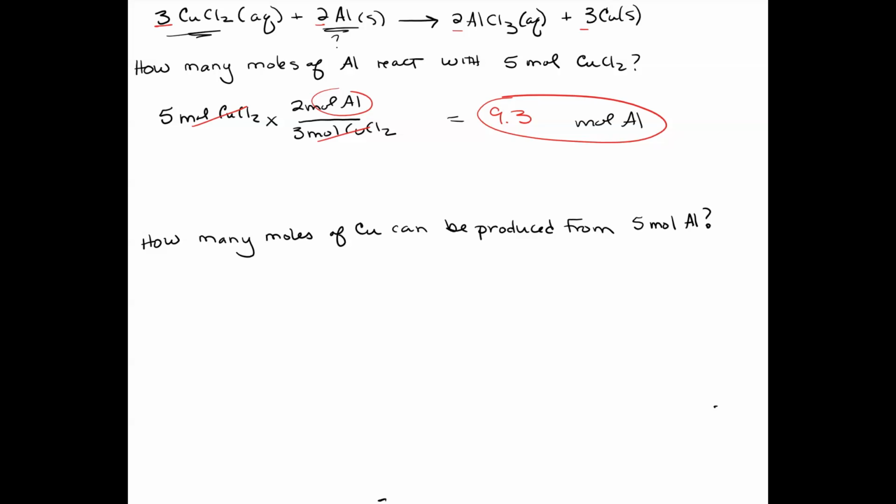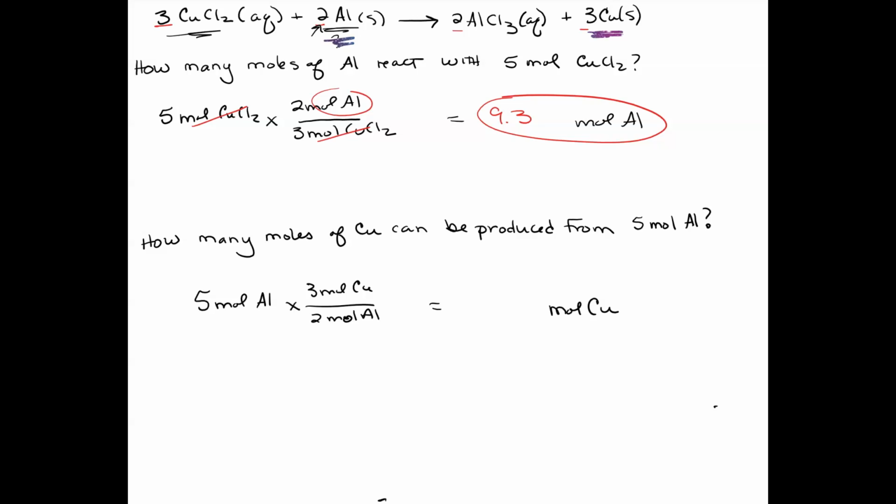So now I need to look at moles of copper and moles of aluminum. I'm going to start with what I have, 5 moles of aluminum. And I'm going to use the stoichiometric ratio that's going to give me moles of copper. My ratio comes from these coefficients in the balanced chemical equation. So I'm going to have 3 moles of copper on top and 2 moles of aluminum on the bottom.